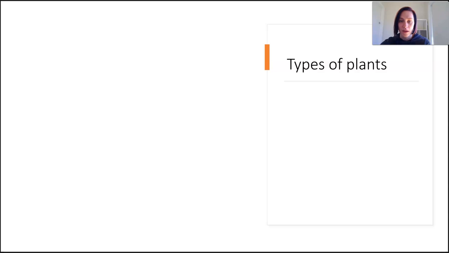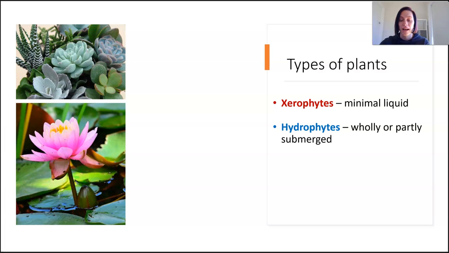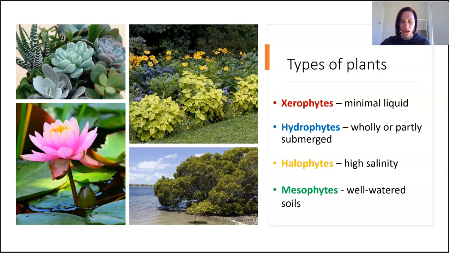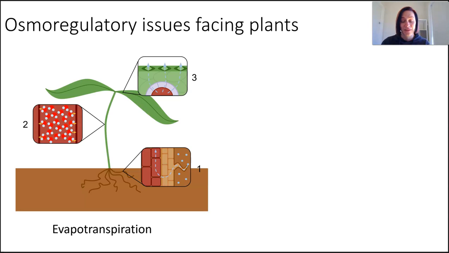Now, when we're looking at the types of plants, we're specifically looking at xerophytes, and they're the ones that require minimal liquid to survive. So you're talking succulents and cacti. We've got hydrophytes that are wholly or partially submerged in water and wet habitats. We've got halophytes, which are plants that are growing in waters of really high salinity. And we've got the mesophytes, which are kind of the middle ground where the plants are adapted to growing in really well-watered soils.